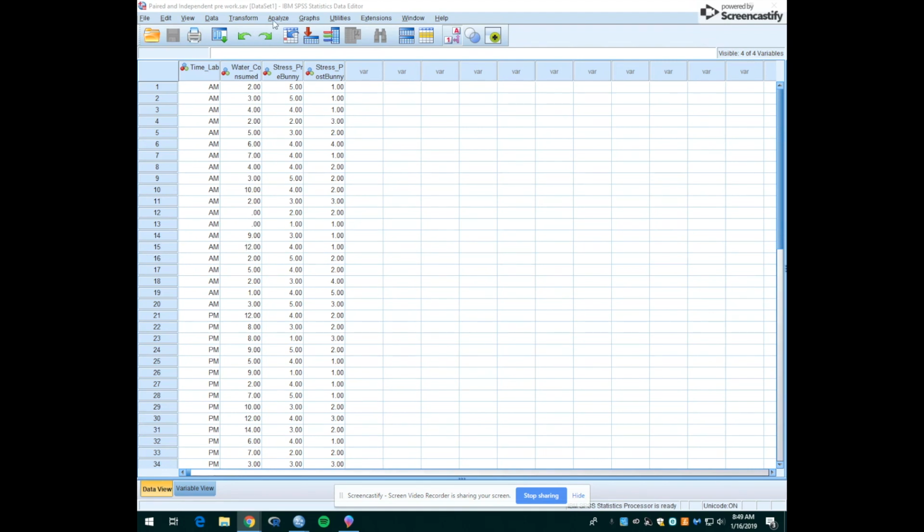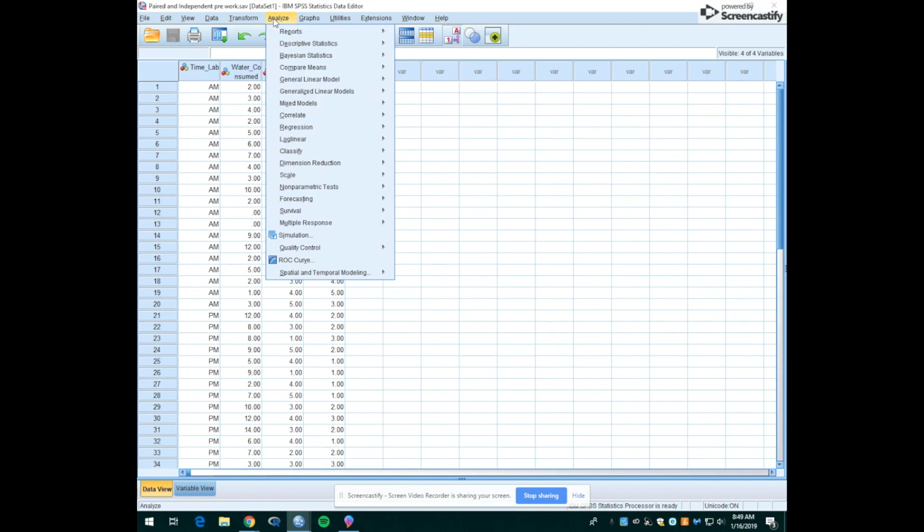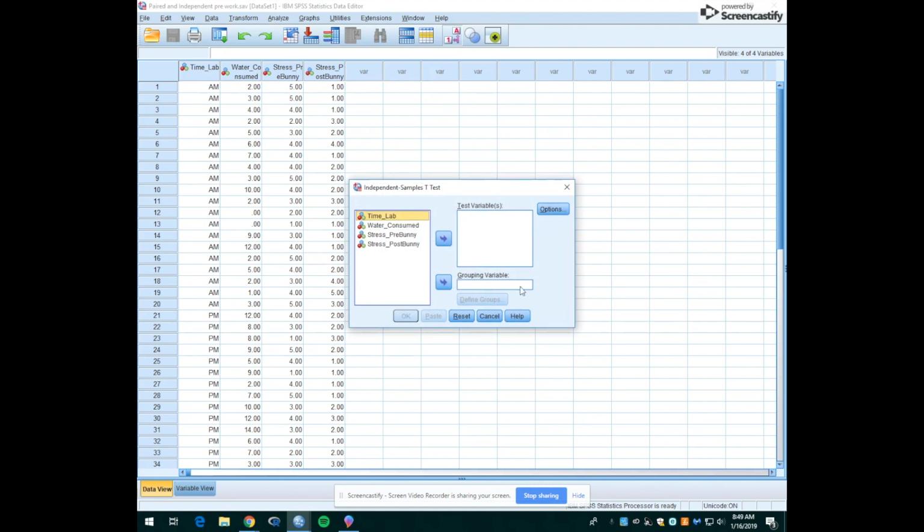So what we need to do is go up to Analyze, down to Compare Means, and over to Independent Samples t-test. Now you'll see a couple places where you could put some variables. The variable that we're actually going to be testing is the water consumed. So we're going to put that into the test variables box. Then there's this other box here called grouping variable. This is how we're going to define the different groups that we're comparing. So we're going to look at the time that students are in the lab.